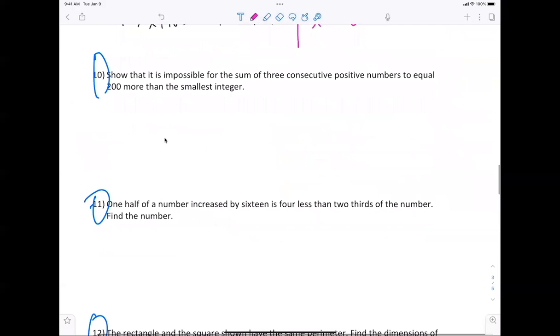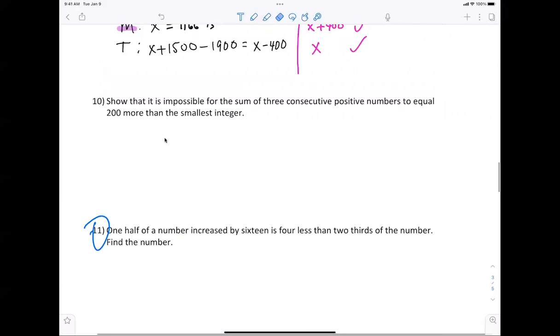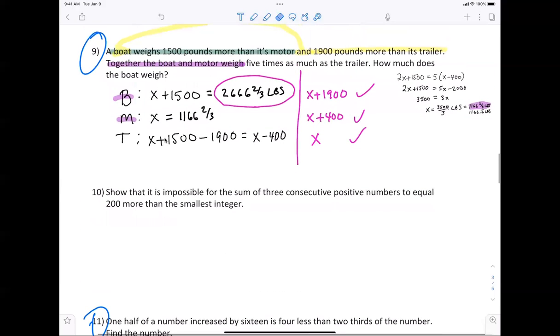All right. Number 10. This is another really nice problem. Show that it's impossible for the sum of 3 consecutive positive numbers to equal 200 more than the smallest. On the last one, I don't think it would be 22.